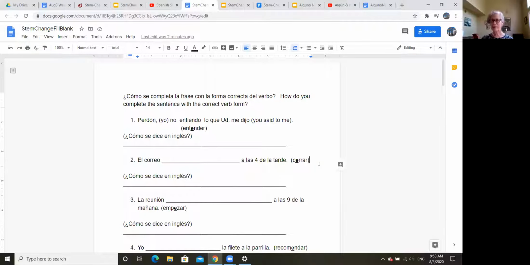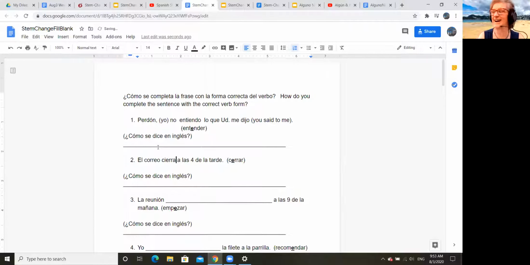I'll take a stab at it, Mirul. Okay, muy bien. El correo cierra a las 4 de la tarde. A las 4. Así es, sí. Cuando vemos los números, when we see those numbers, el cerebro quiere decirlo en inglés. El correo cierra a las 4 de la tarde.